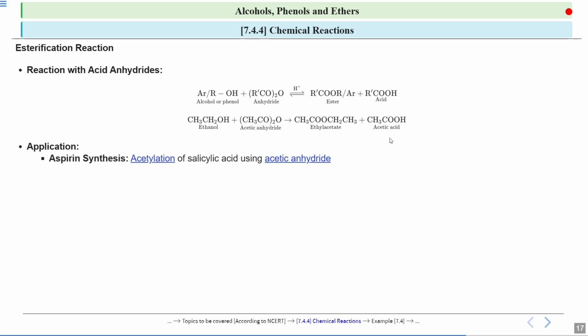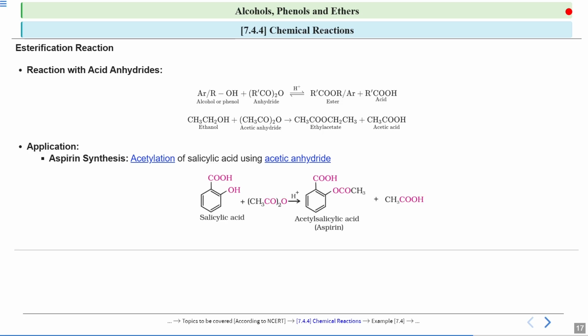Sorry, in that case HCl will leave. If I'm talking about acyl chloride, that means HCl will leave from there. So there is one application of aspirin synthesis, that is the acetylation of salicylic acid using acetic anhydride.